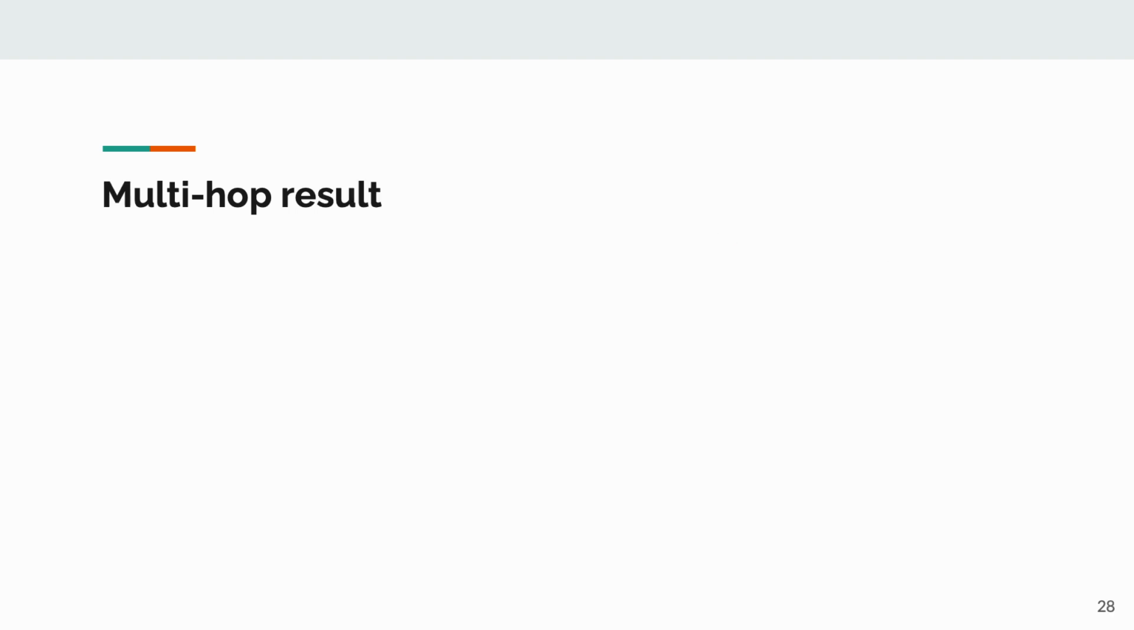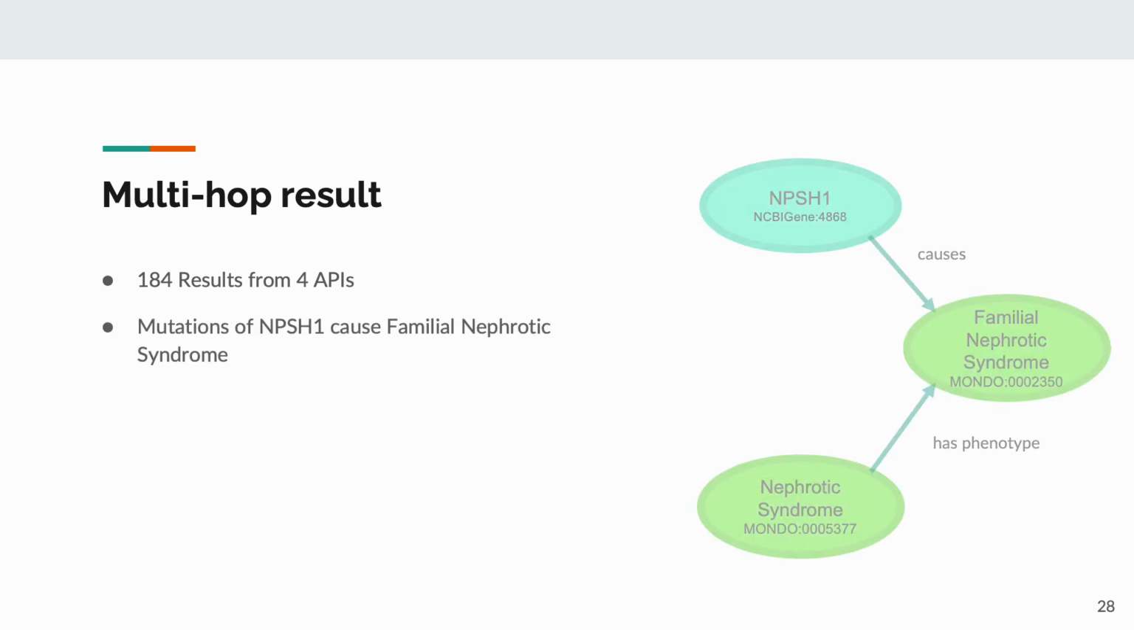In this case, we received 184 results from 4 APIs. One result points to the NPHS1 gene, which causes familial nephrotic syndrome, a phenotype of nephrotic syndrome. I'd like you to note that the NPHS1 gene causes familial nephrotic syndrome when it mutates, causing a lower abundance of functional nephrin, which is crucial to kidney function. This particular result used multiple edges from the Monarch Initiative and BioThings.